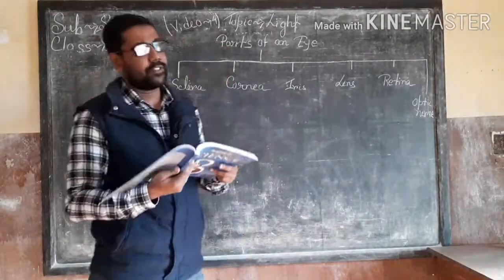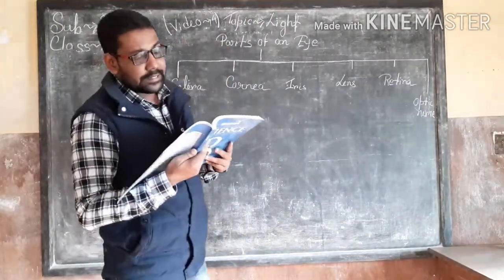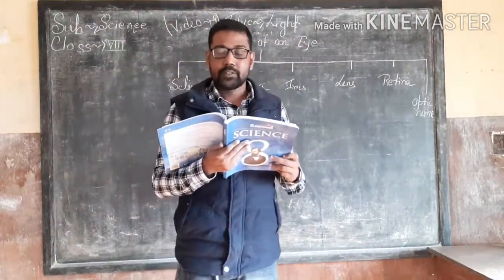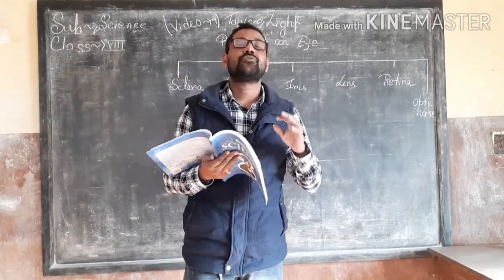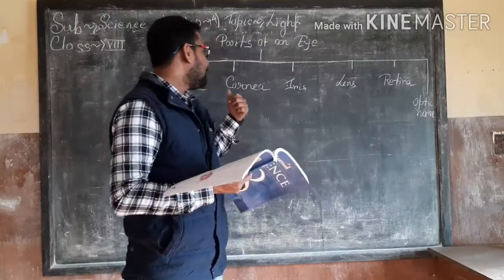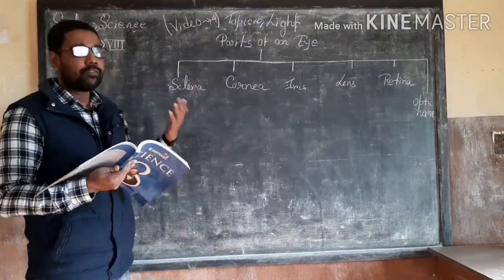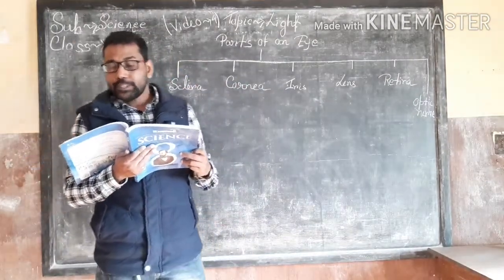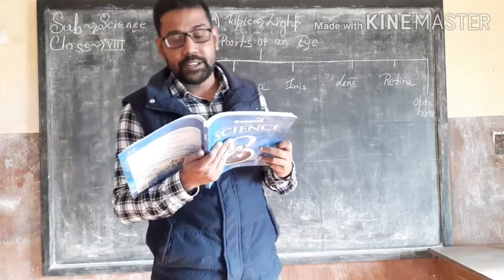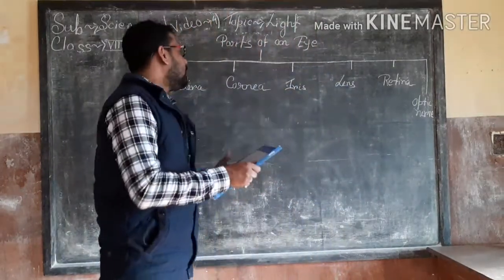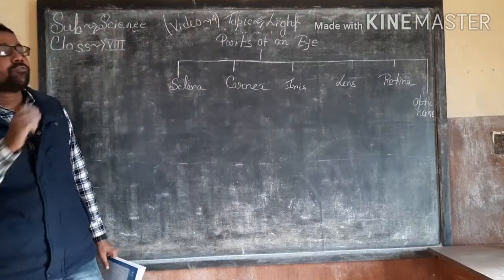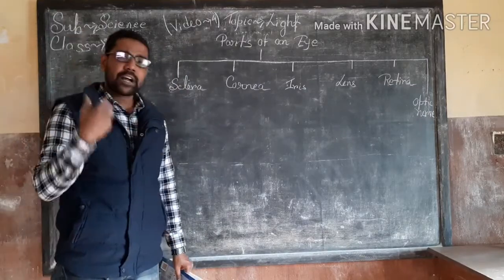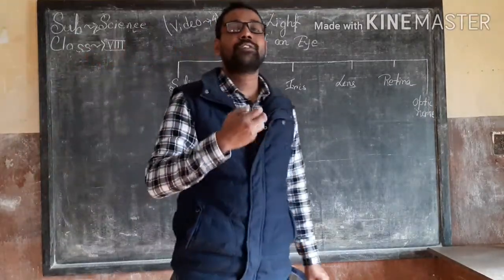The next one is the cornea. The sclera continues in the front of the eye as the cornea, which is transparent. So this part is present in front of the sclera, it is transparent, and it protects the eye and also helps in focusing the light. So the function of the cornea is to help us protect our eyes and also help to focus the light.